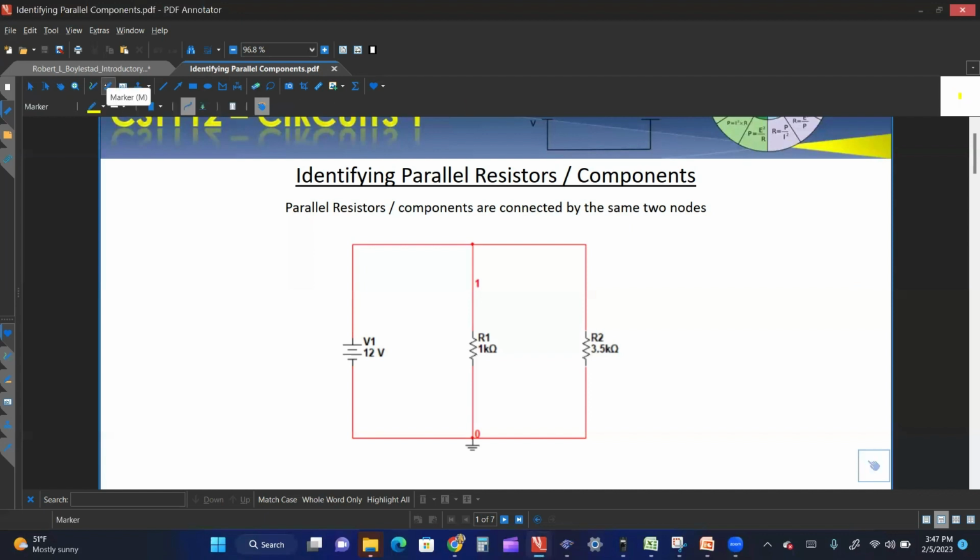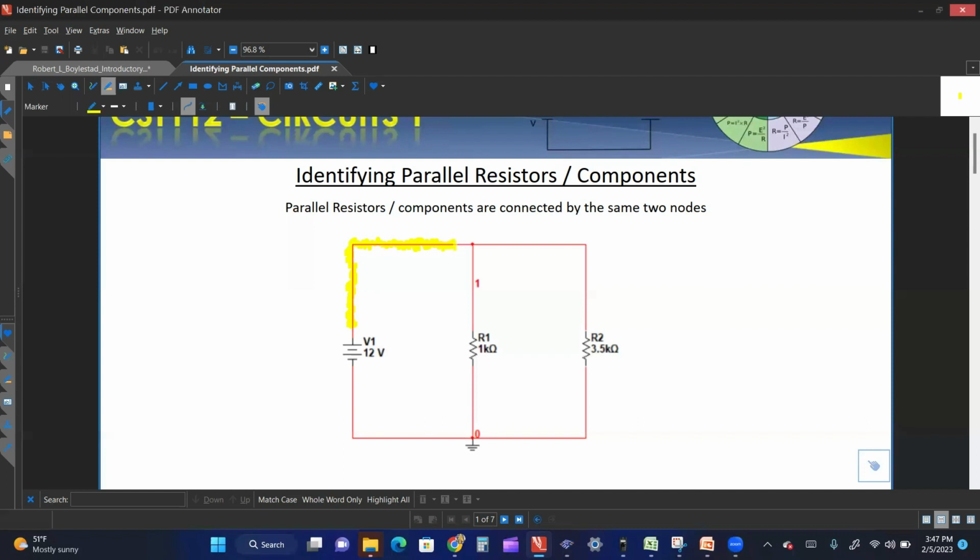And so you may be asking yourself, what is a node? Well, a node is just a junction point, a junction point where components are connected together at that one point. All right, so this is the method that I used to do. I'll take a highlighter and I'll start from the source and start highlighting the node.